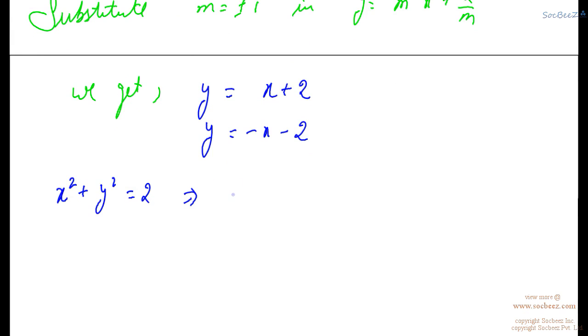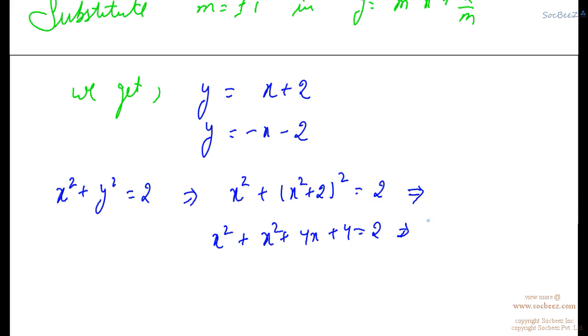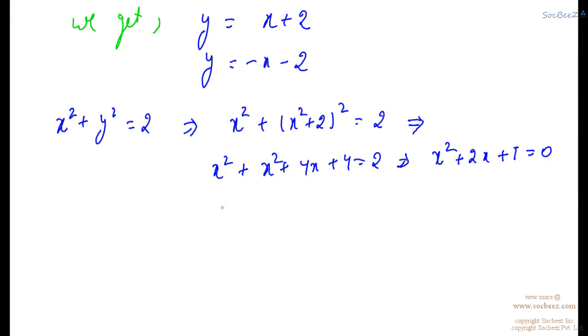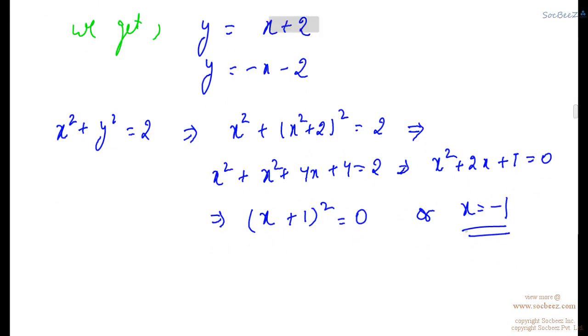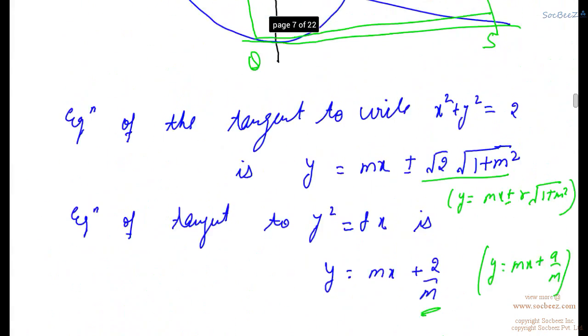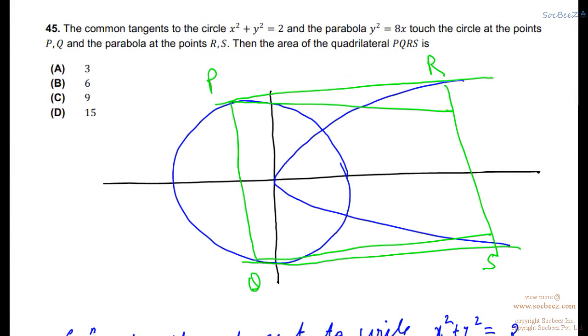So this gives us x square plus x plus 2 square equals 2, which gets simplified to x square plus 4x plus 4 equals 2, or x square plus 2x plus 1 equals 0. This is how the expression gets simplified, which gives us x plus 1 square equals 0, or x equals minus 1. So this is the value for x here. Now the x coordinate of these two points must be equal. So the first point is minus 1, and here this is also minus 1.